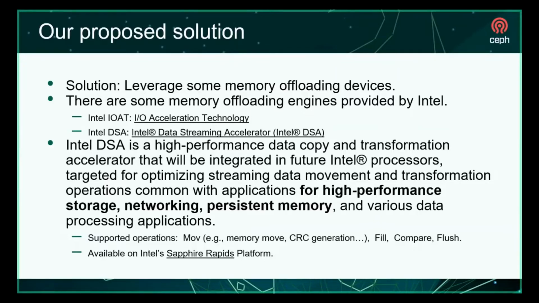Data streaming accelerator is a high-performance data copy and transformation accelerator that will be available in Intel's next generation processors, for example, the Sapphire Rapids, and it can be used to optimize streaming data movement or some other operations, and it can be used in many different scenarios in storage, networking, and also persistent memory.